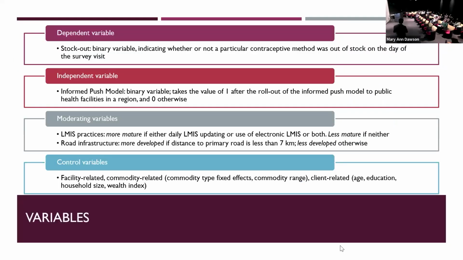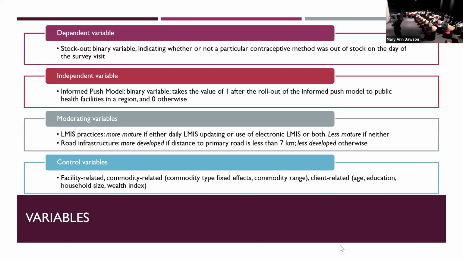Okay, so let me describe our study variables. Our dependent variable is stockouts. It is a binary variable that indicates whether or not a particular contraceptive was out of stock on the day of the survey visit. Surveyors go to the different facilities and look at which methods are available and which are not. If it is not available, they mark it as 1. If it is available, they mark it as 0. So that is our dependent variable.